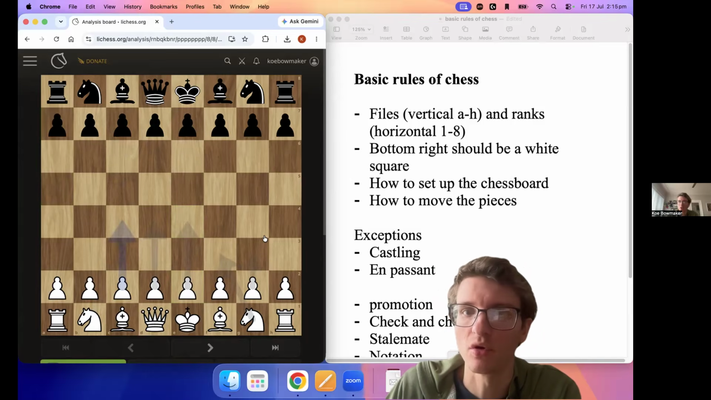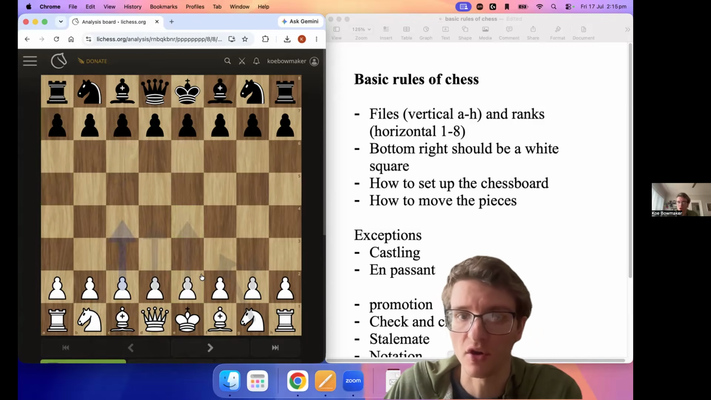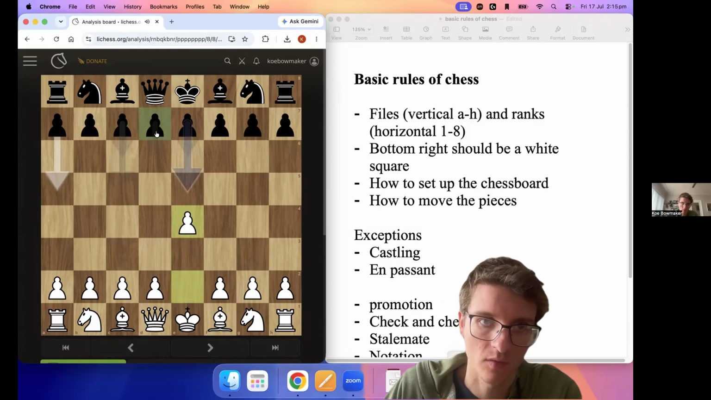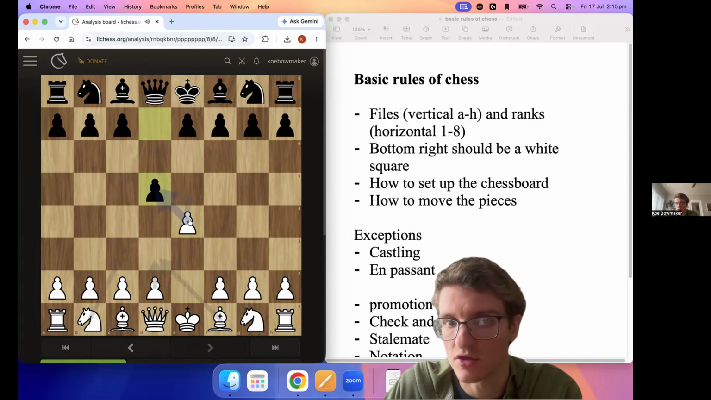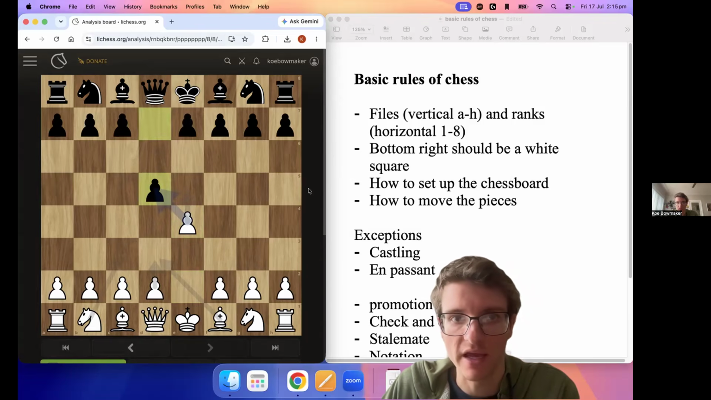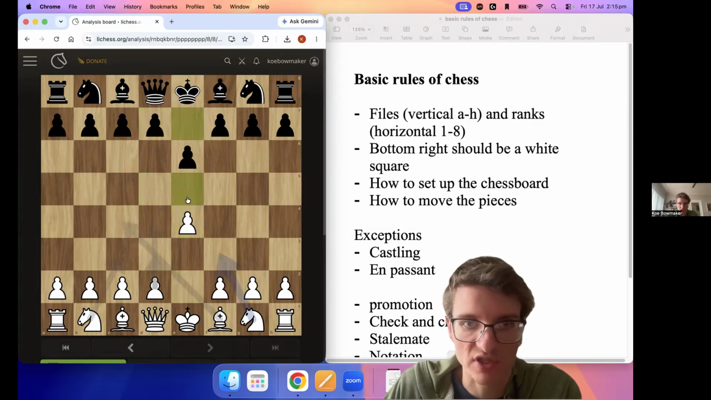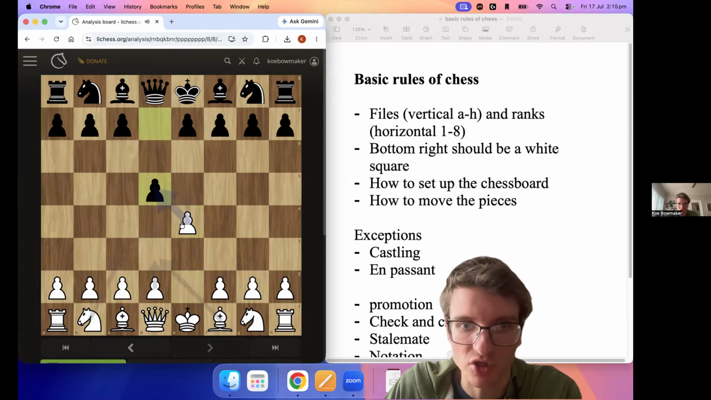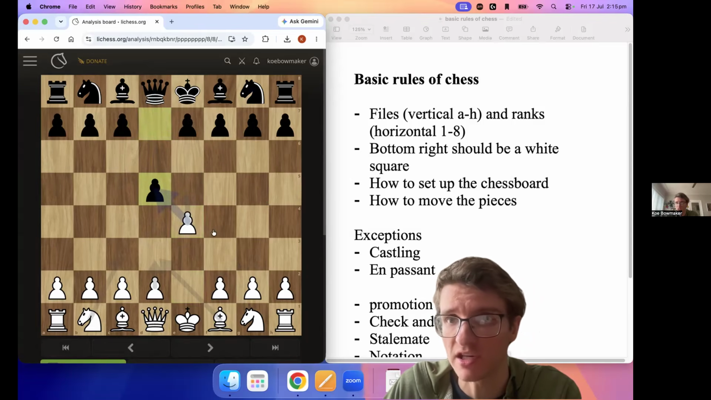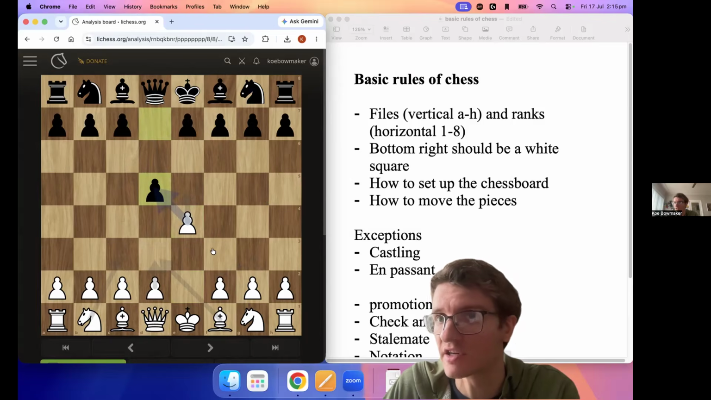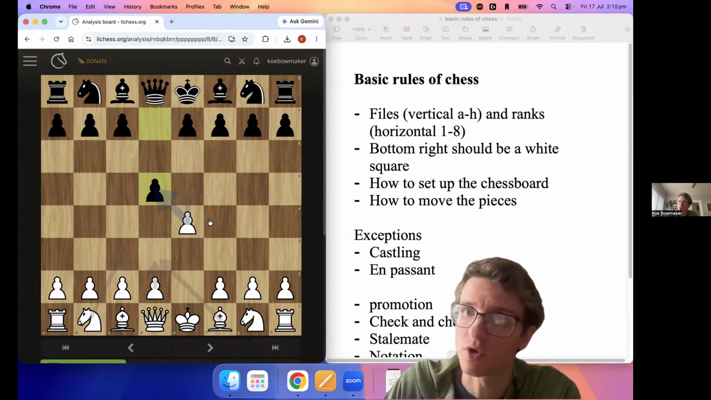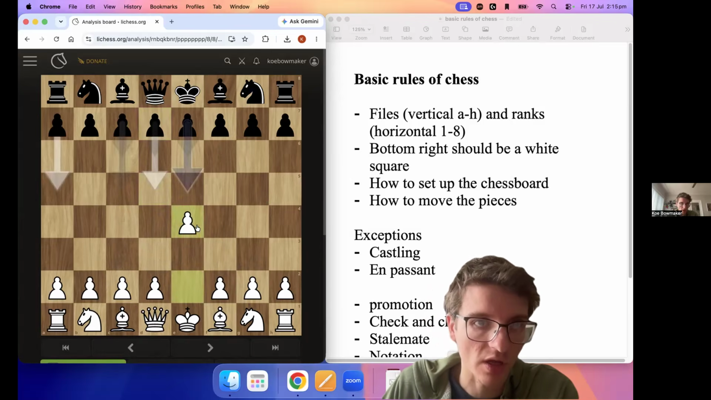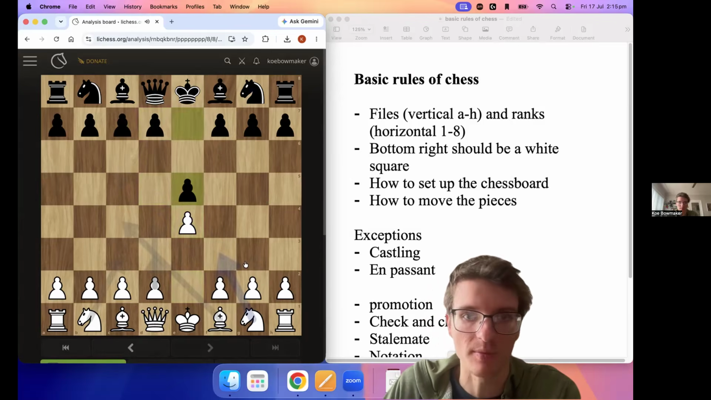So in terms of how pawns move, that's just how they move. But if you want to take one of your opponent's pieces, well, you have to take diagonally. So if this pawn was here, I cannot capture this pawn by moving forward. I can only capture it by moving diagonally. And that's different to every other piece in chess. Pawns capture in a different way to how they move if they were not capturing. Okay, so we've got some information there about pawns.